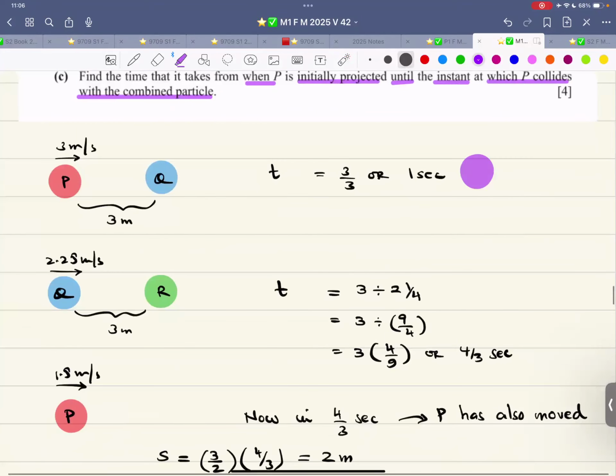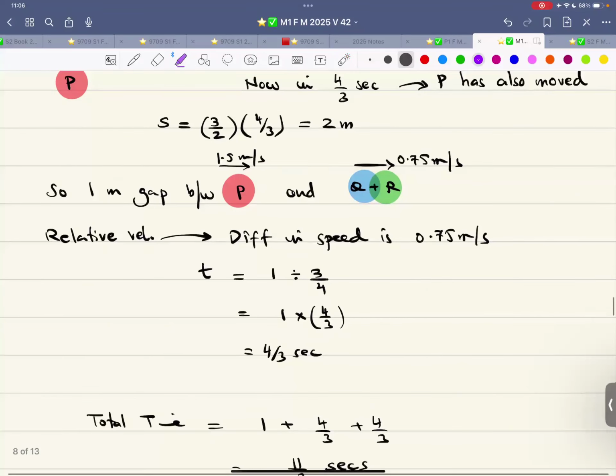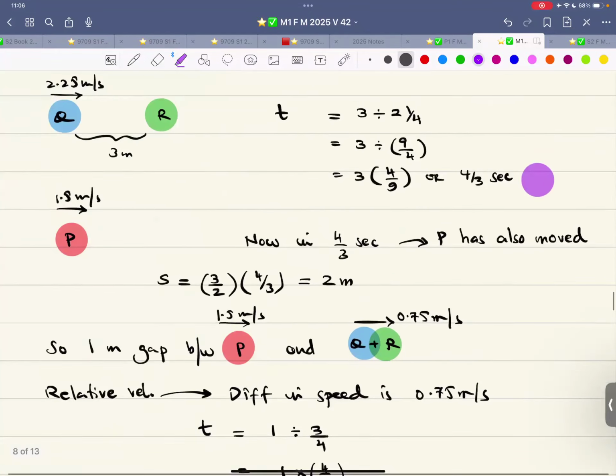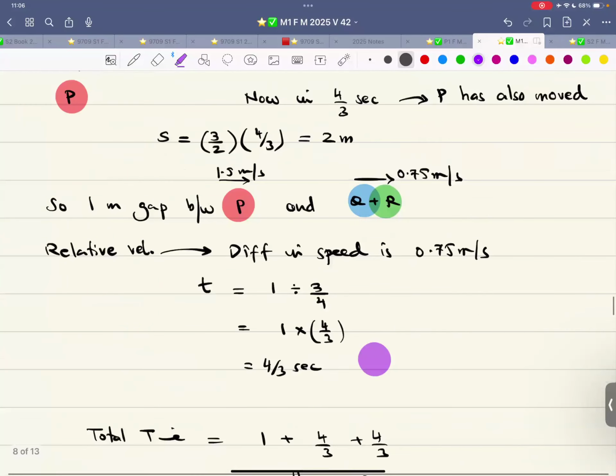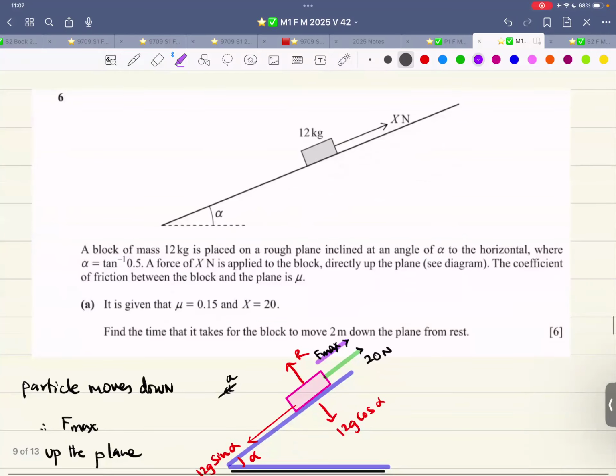The first purple thing is this thing. That is 1 second. The second purple thing is 4/3 second. This one is also 4/3. Add it all up, you get 11/3. That is the answer. So it was a very small, wonderful question. Very, very conceptual. Question number 6.